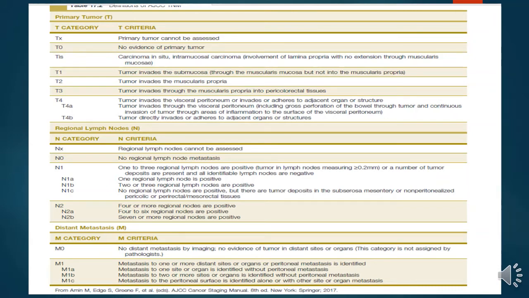Likewise, the N denotes regional lymph node metastasis, and the M is for metastasis to other organs, like peritoneal metastasis or some sort of other organ metastasis.